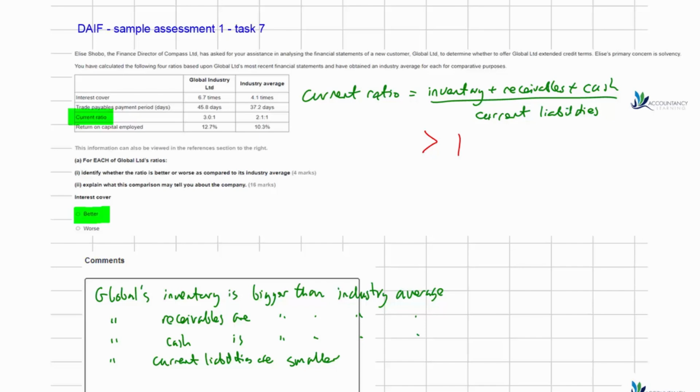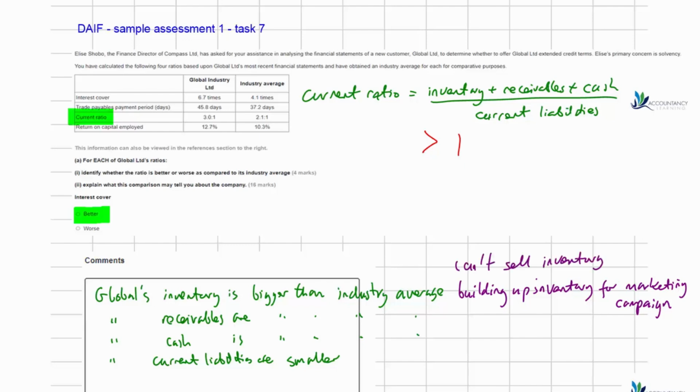But if we want to build up some more marks, what we also want to do is think about the commercial reasons. Why is this the case? So potentially the inventory figure is bigger than the industry average because they could be building up their inventory for some planned marketing campaign. So they're going to be selling more inventory in the next few months, and so they're building up their inventory for that.